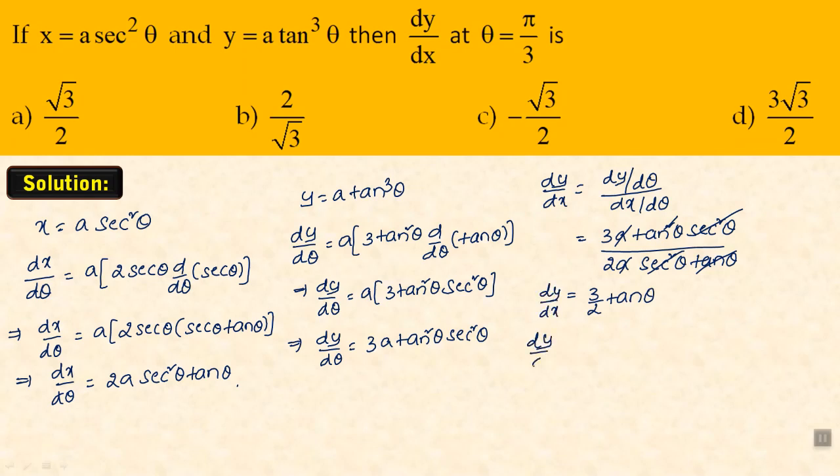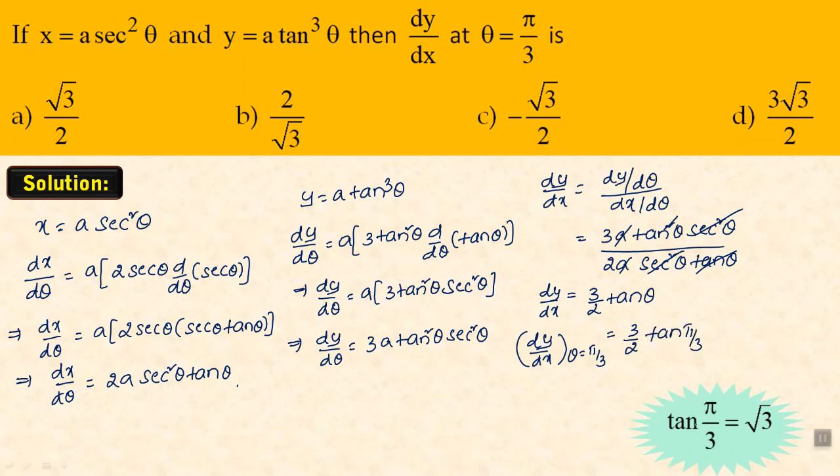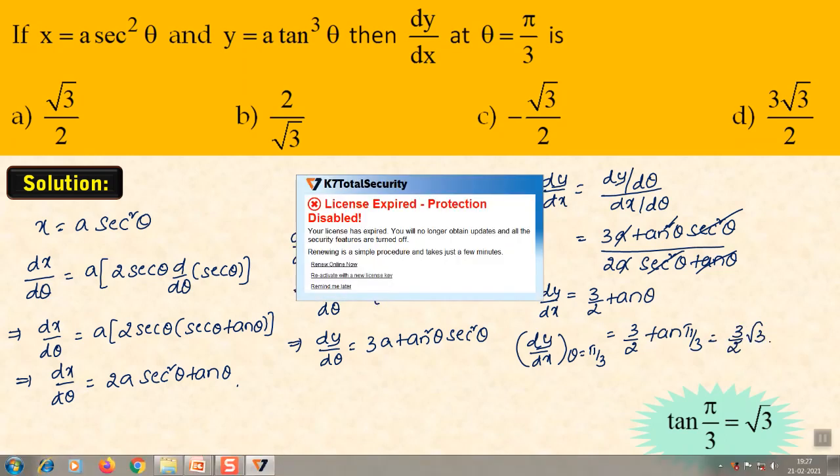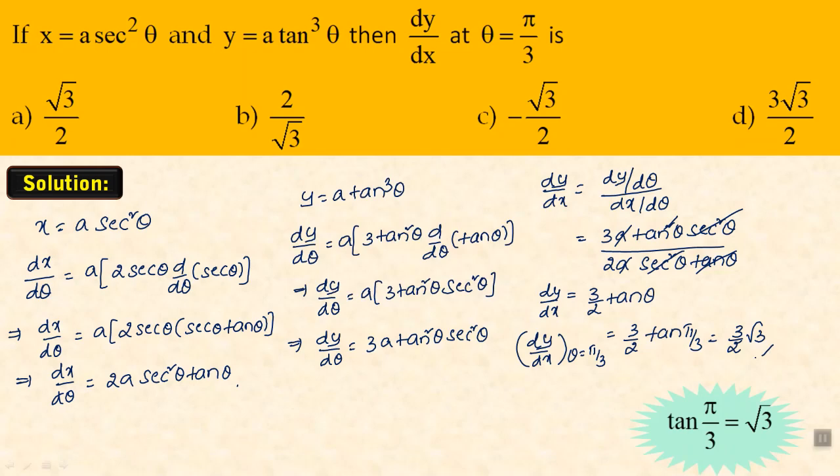Now dy by dx at theta is equals to pi by 3 is equals to 3 by 2 into tan pi by 3. We know that the value of tan pi by 3 is root 3. So 3 by 2 into root 3. Therefore, the answer is option D.